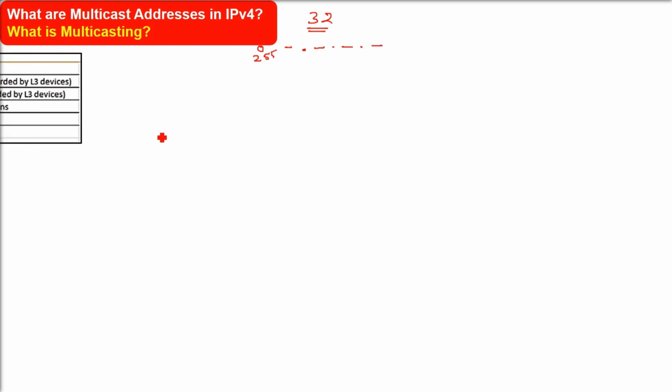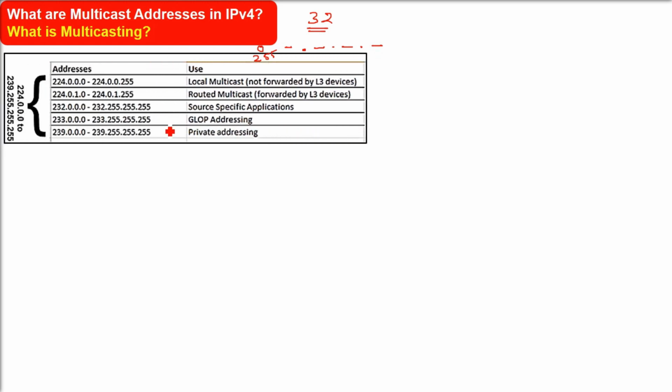Now in classful addressing, what happens? Every class is devised with some significance. So in classful addressing, there are classes A, B, C, D. Class D is reserved for multicasting. That is, these class D addresses are only for multicasting. Class E is basically for research and experimental purposes.